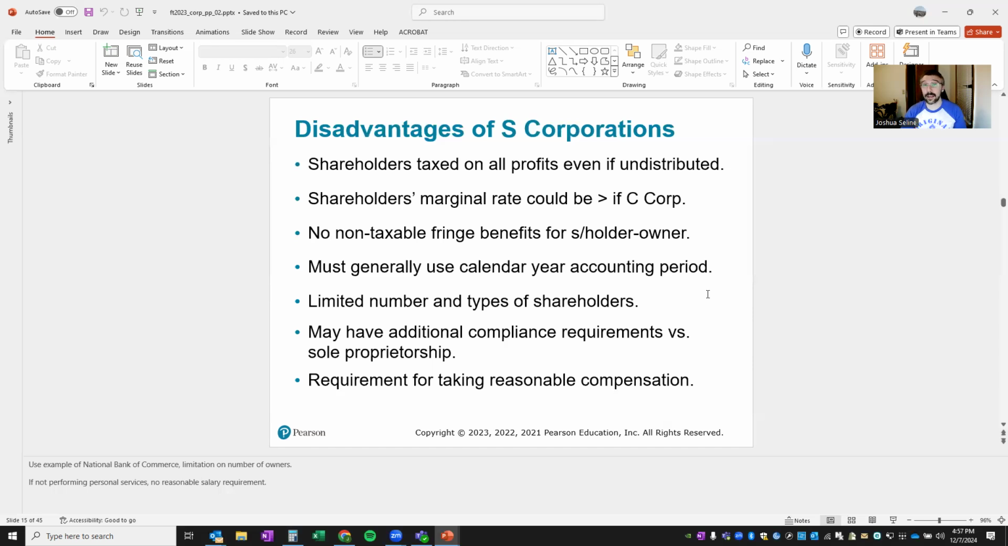Shareholders' marginal rate could be greater than the C corporation's. No non-taxable fringe benefits for the shareholder-owner. Must generally use a calendar year accounting period.